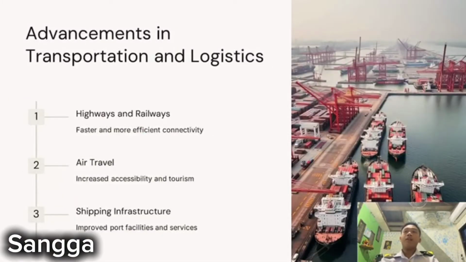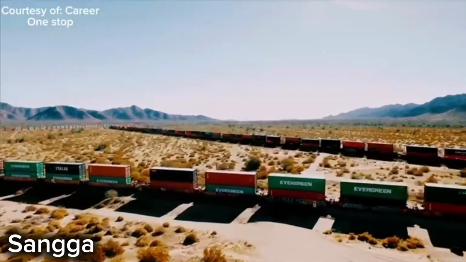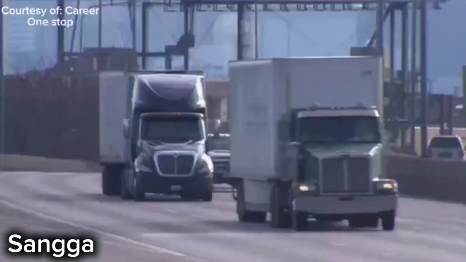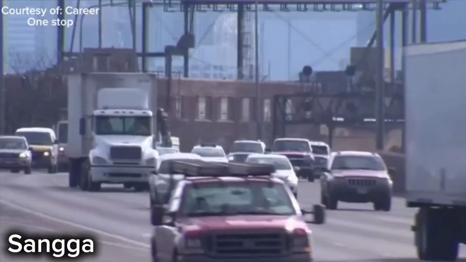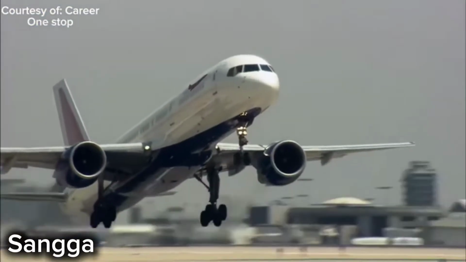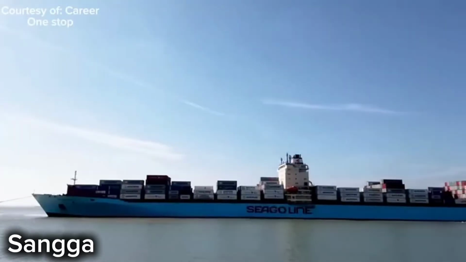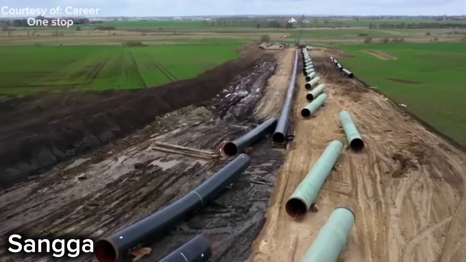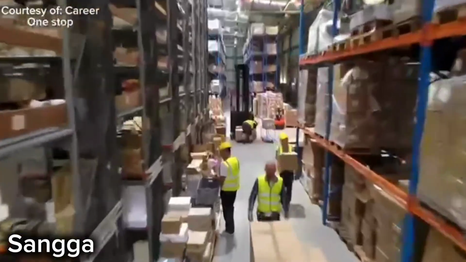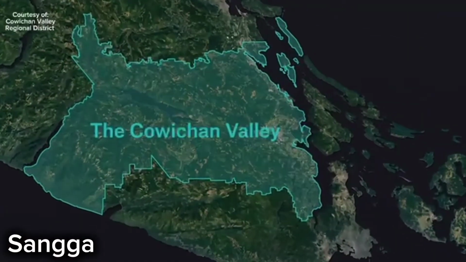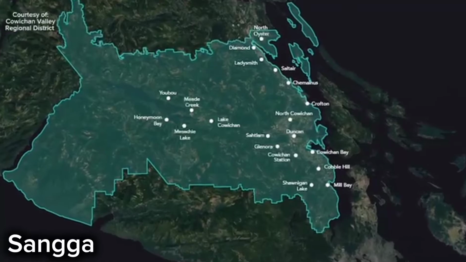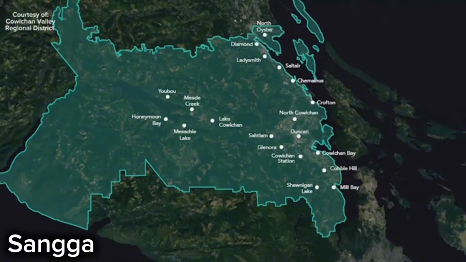Two is advancement in transportation and logistics. Highways and railways, faster and more efficient connectivity; air travel, increased accessibility and tourism; shipping infrastructure, improved port facilities and services. Three is harmonization of policies and regulations: trade agreements, investment protection, standards and regulations.